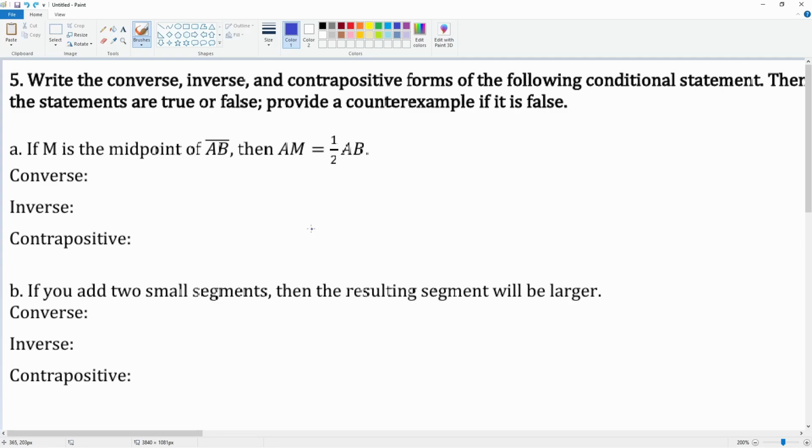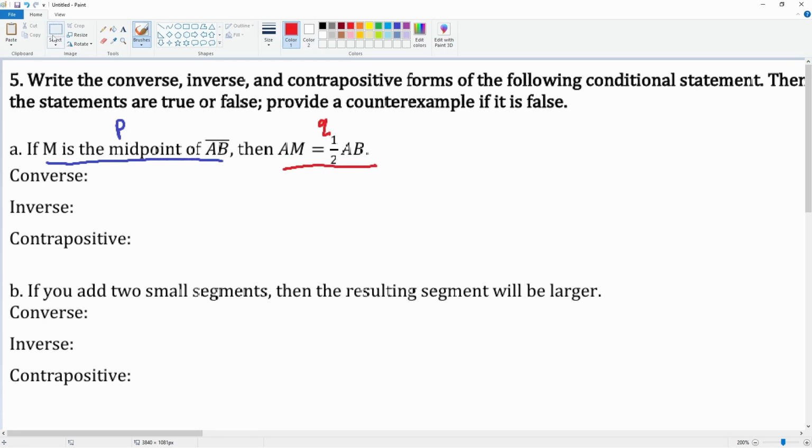Here we have question 5. We're asked to write the converse, inverse, and contrapositive of the form of the conditional statement, then determine if that statement is true or false. If it's false, we have to give it a counterexample. So if M is the midpoint of line segment AB, please understand that this would be the P, the hypothesis. Anything after the word then would be the conclusion, which is Q.